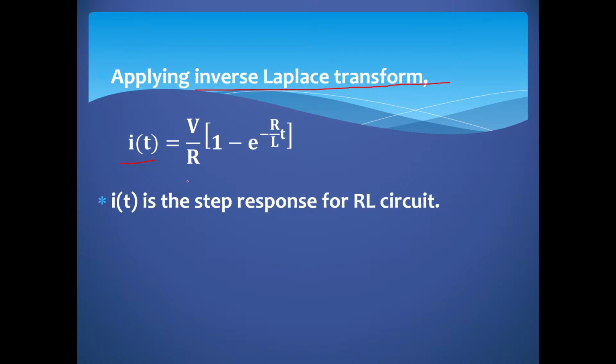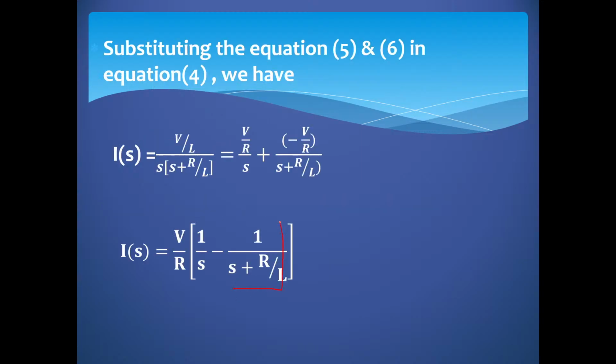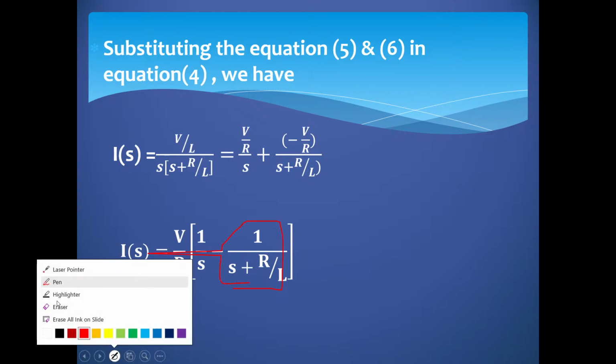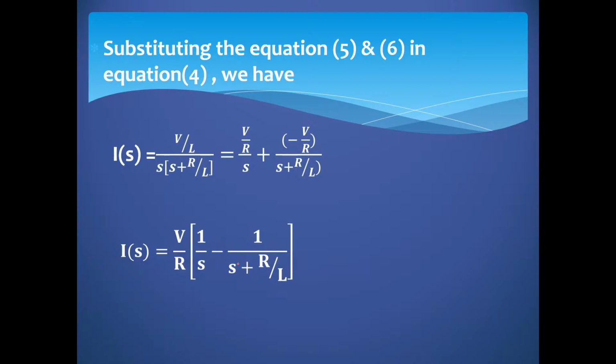I of t is what? V by R is constant, keep it as it is. Inverse Laplace of 1 by S is 1. Inverse Laplace of 1 by S plus R by L, you can write it as 1 by S minus of minus R by L, isn't it? So S minus A, where minus R by L is A.